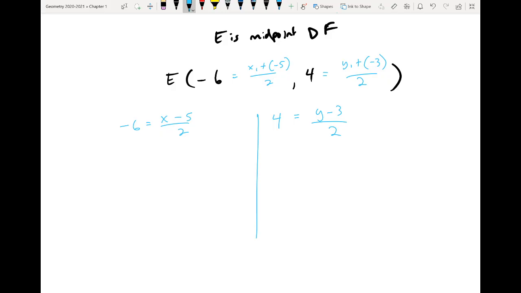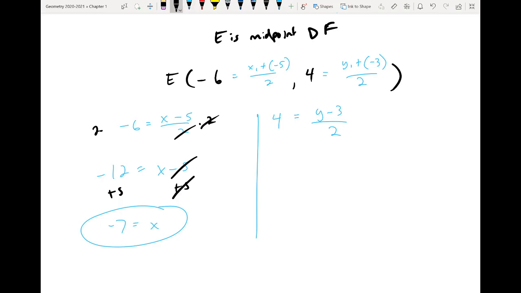And now we're just doing a regular two-step algebra problem. So I'm going to multiply both sides by 2, right? The 2s factor out. I'm going to have negative 12 is equal to x minus 5. Okay? I'm going to add 5 to both sides to cancel that out. Negative 12 plus 5 is negative 7, and that's equal to x.